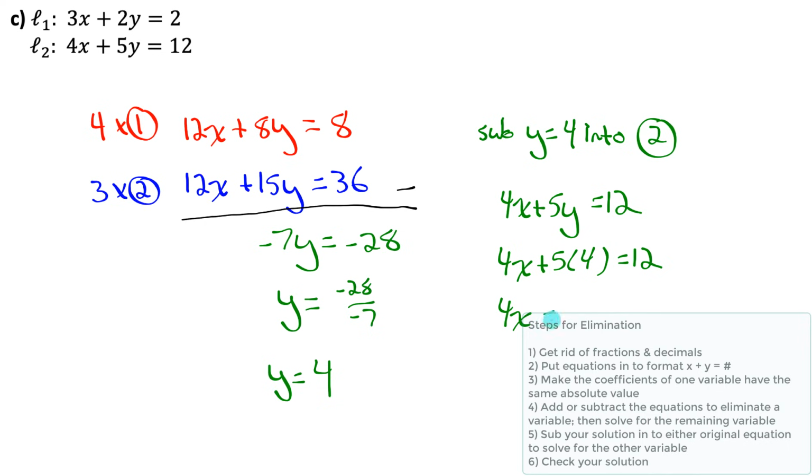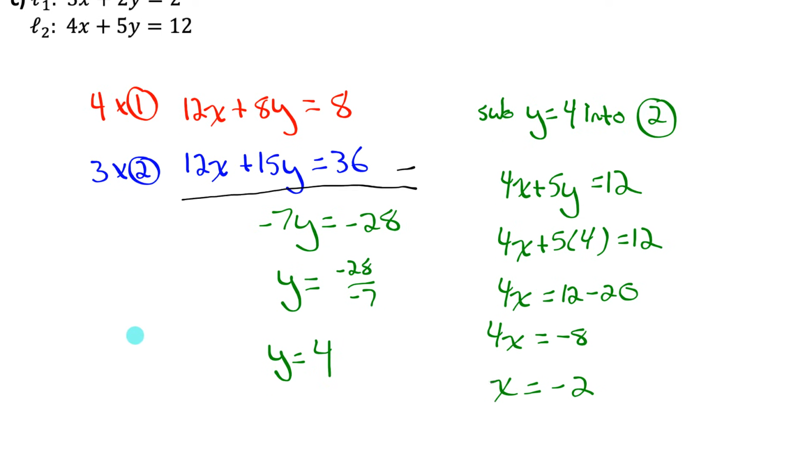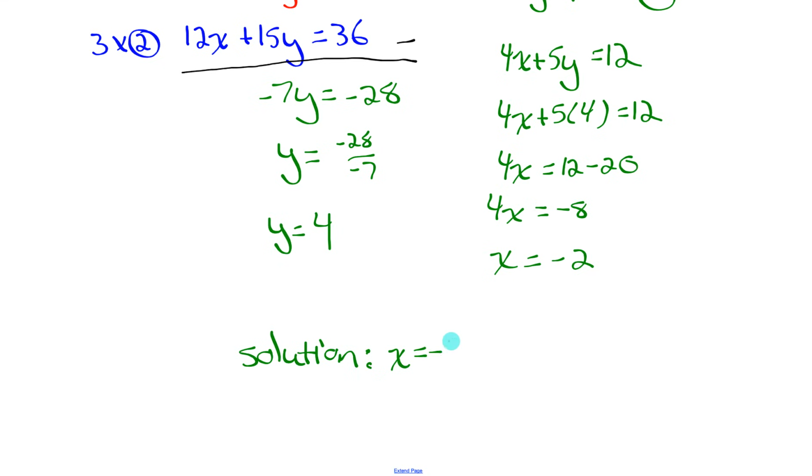5 times 4 is 20. Let me move it to the other side by subtracting it. I've got 4x equals negative 8. Divide both sides by 4. Negative 8 divided by 4 is negative 2. So my solution is x equals negative 2, y equals 4.